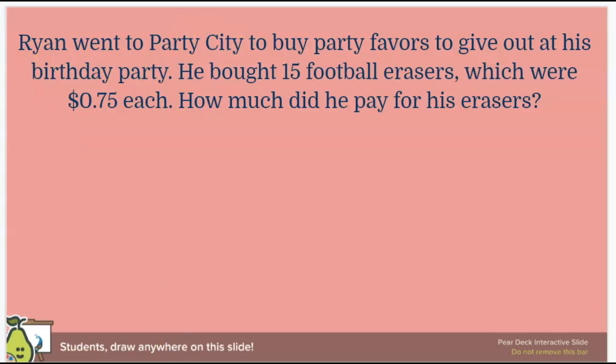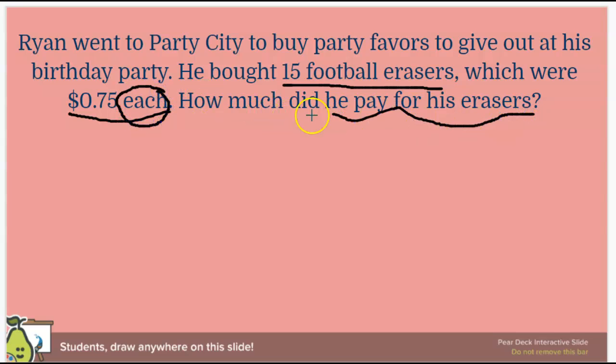Ryan went to the Party City to buy party favors to give out to his birthday party. He bought 15 football erasers and they were 75 cents each. So how much did he pay for all of those erasers? So that means that if you have that keyword each, we know that we have a part and a part. They're looking for a total amount that he has to pay. So all we're doing here is multiplying.